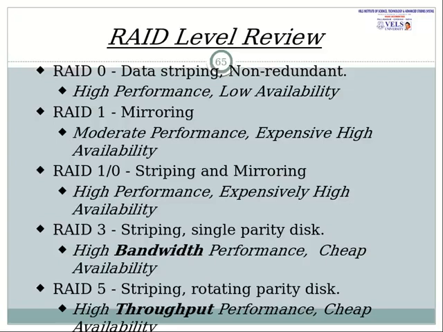The general overview of RAID levels: RAID 0 means data striping with no redundancy, that is high performance and low availability. RAID 1 means mirroring, with moderate performance but expensive, high availability. RAID level 1+0 means striping as well as mirroring, with high performance but highly expensive availability. RAID level 3 means striping with a single parity disk, giving high bandwidth performance but cheap availability. RAID level 5 means striping with a rotating parity disk, giving high throughput performance and cheap availability.